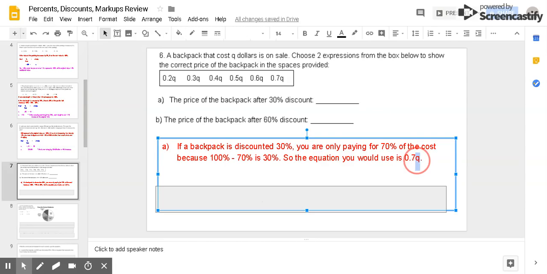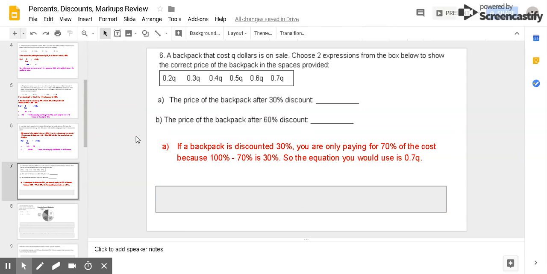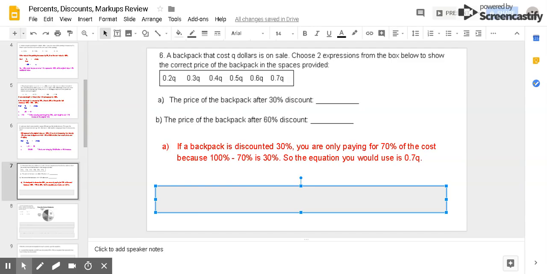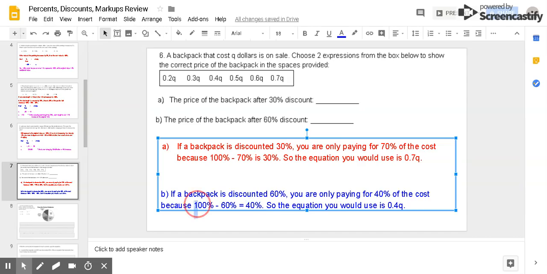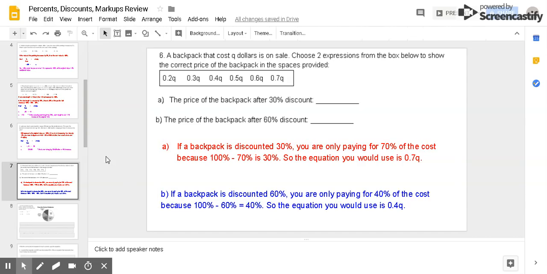Don't get confused with Q. In every other problem we actually had a number for Q. For this problem we don't have a number for Q. Q represents the amount of dollars. If it makes it easier for you, change Q to like $10 or $20 or whatever you want. So part B, the price of the backpack after a 60% discount. So it's discounted 60%. What are you actually paying for? You're not paying 60%. You're not paying 100%. You are paying 40%, because 100% minus 60% gets you 40%.